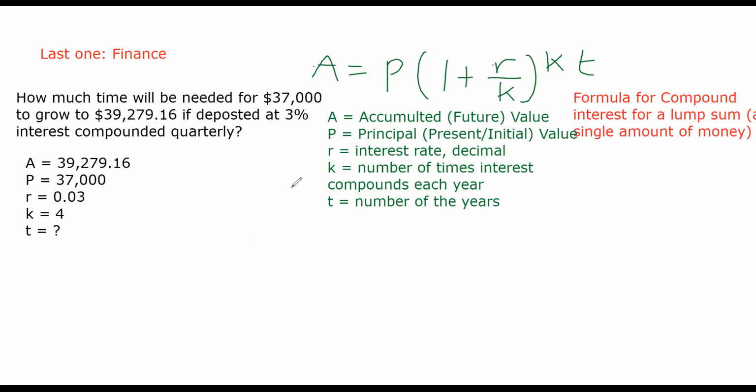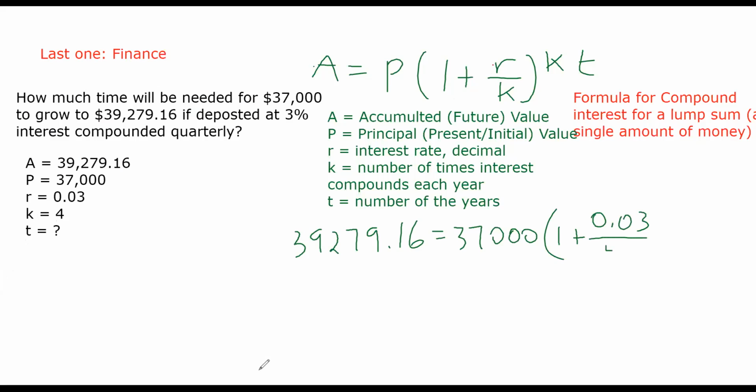Okay, so we've got everything we need. We're just going to plug these values straight up into the equation, and then we're going to solve for whichever one we don't know. So since T is the question mark, I'm going to leave it as a T in the equation. So I'm going to plug everything in. It's going to be $39,279.16 equals 37,000 times 1 plus 0.03 over 4 raised to the 4 times T power.